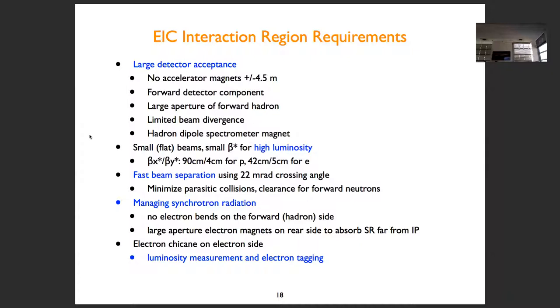This is the same for the Jefferson Lab proposal. This is the feature. Let's try to minimize the parasitic collisions. And then there's also synchrotron radiation minimization, and then there's also the electron chicane. This is an extra turn on the electron side to have an electron tagger and luminosity. This is a bit detailed, but this is pretty much a summary of the requirements implemented for the current EIC design.